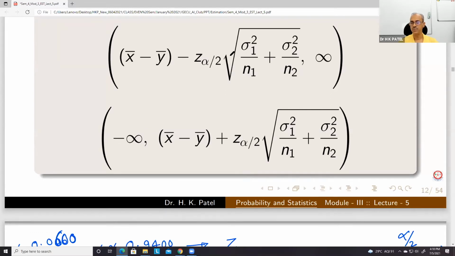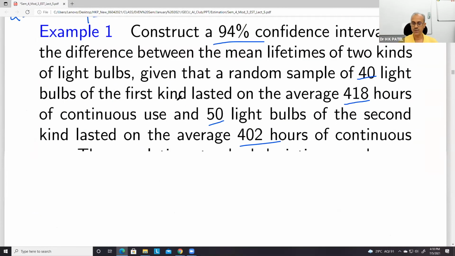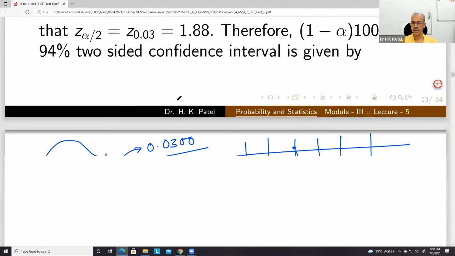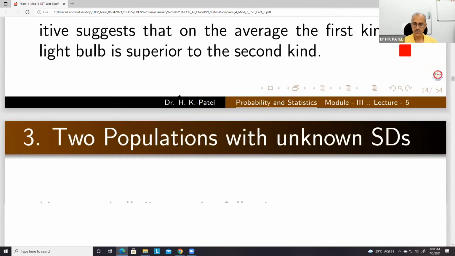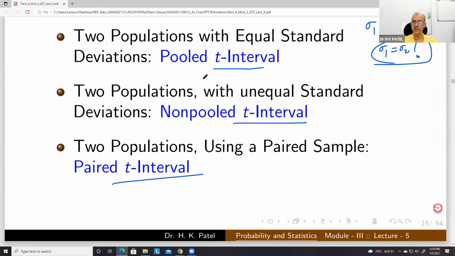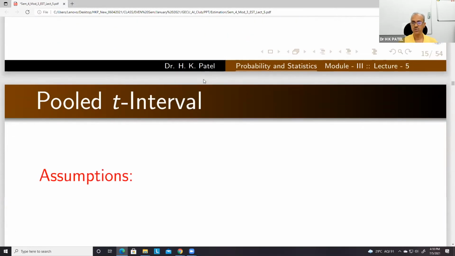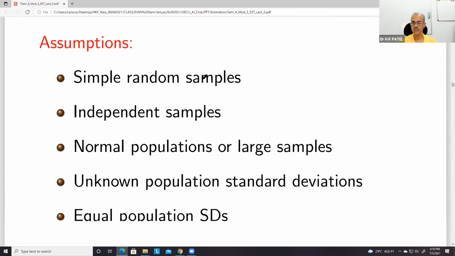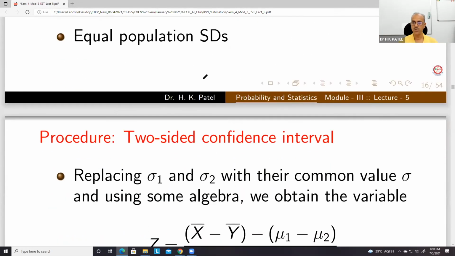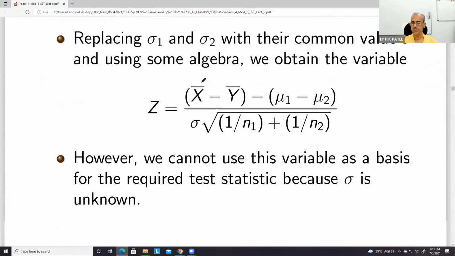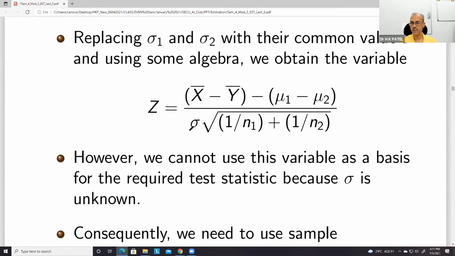But then we have to find an approximate value of sigma. We use the samples to find it. So we use two samples to find the approximate value of sigma. So this sigma is outside here.